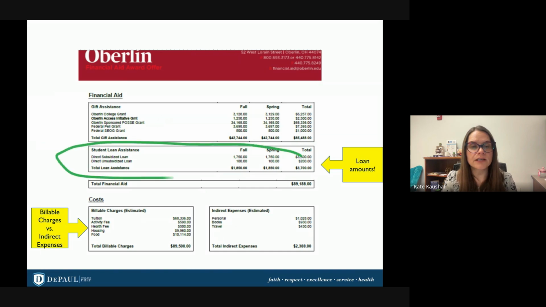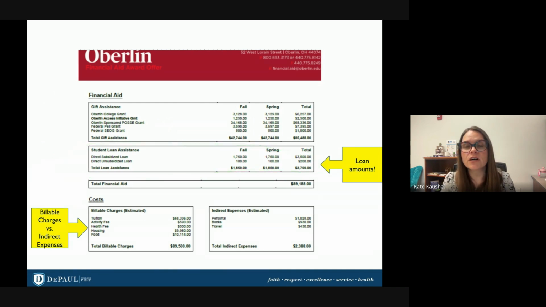So one thing to look at for loans is that you don't have to take them. You can take partial loans if you want to. Let's say, for example, I have 3,700 here, and I'm like, you know what, I only need 1,000. Then you can decline parts of the loan and only accept what you need. So you are not forced to take the full amount, or you can decline them altogether. With the grants, you would want to accept all of those and make sure you do it properly so you can get all of that.